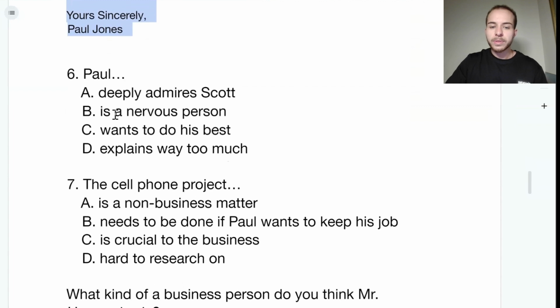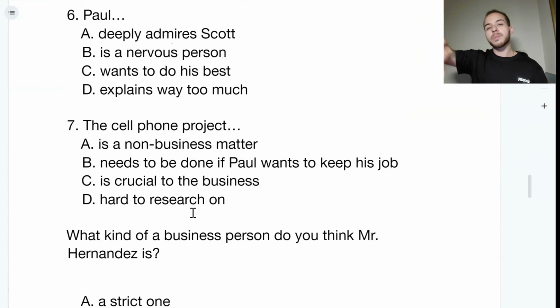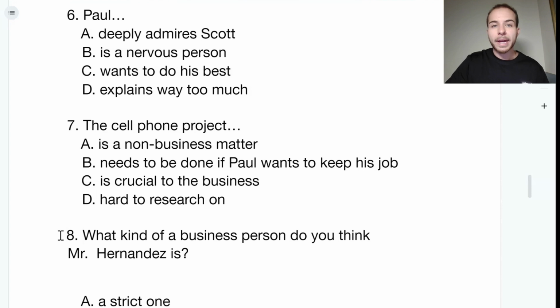Okay, so now we are going through some questions. We didn't read the introduction paragraph and we didn't read the conclusion paragraph. Keep that in mind. Now, you may not need it, but in these questions, 6, 7, and 8, you might need it. So just remember to go back and read those if it becomes an issue.